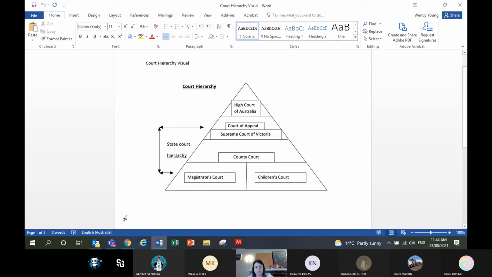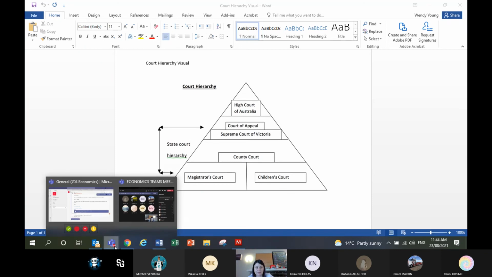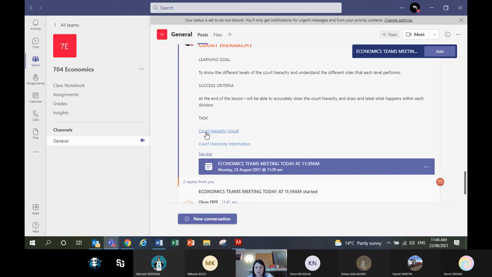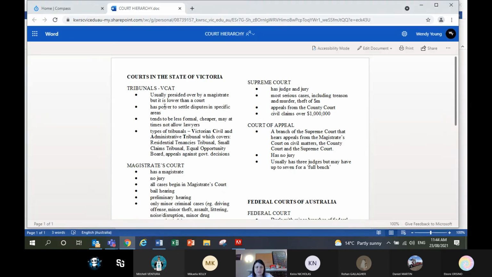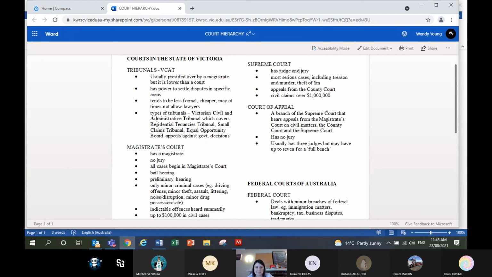If we look at the second worksheet, because if you remember, I said there are two. The visual is the one I've just shown you, the triangle. Now we need to know a little bit of information on each one. I'm not going to go through each and every single dot point because some of the courts we're not going to look at. You don't need to know them for your test. The only courts you need to know are the ones that are actually labelled here. Tribunals and VCAT is not on the diagram, so you don't need to know that. If it's not on the diagram, go right past it.